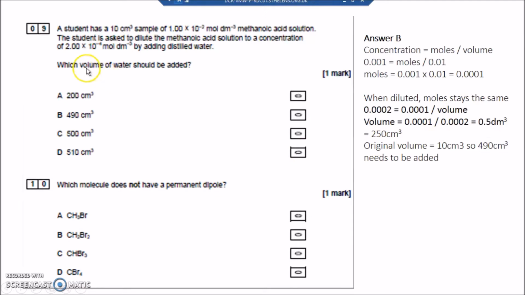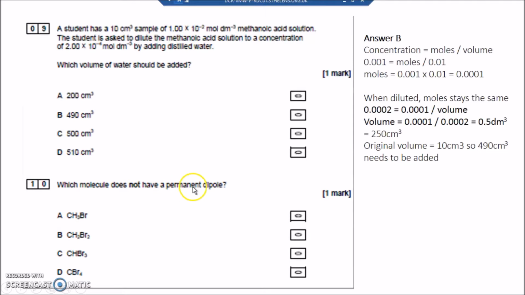Now, what's it asking? Right, okay, it's not asking for 500 centimeter cubed. What is the final volume? Read the question carefully. So C is a red herring to try and catch you out. What volume of water should be added? So at the beginning, there's 10 centimeter cubed, and the final volume we know needs to be 500 centimeter cubed. So to turn 10 centimeter cubed into 500 centimeter cubed, you add 490 centimeters cubed extra of water. So the answer is B, with C as kind of red herring to try and catch you out.